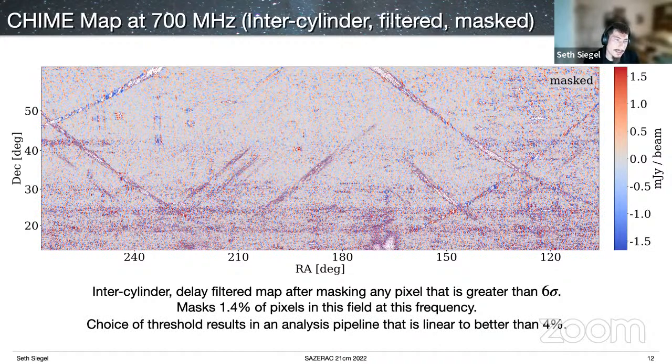So instead, we've used a slightly less aggressive 6 sigma mask, which throws away 1.4% of the pixels and results in a data processing pipeline that is linear to better than 4%. And this is the map that we stack on.